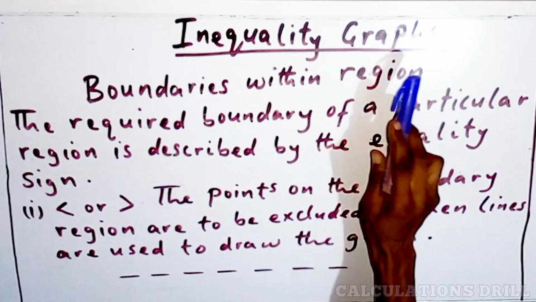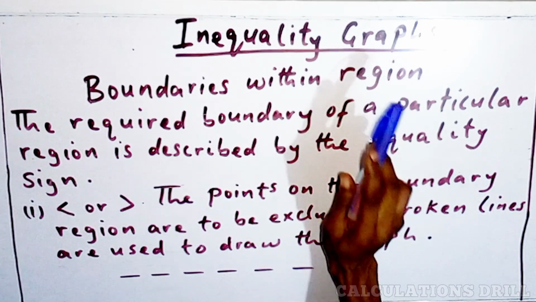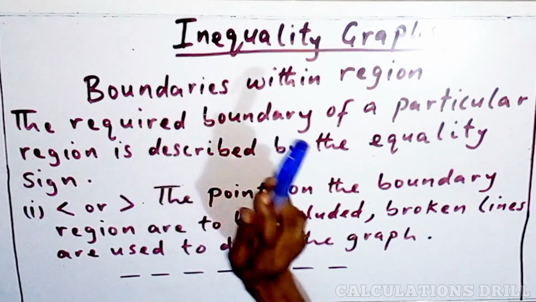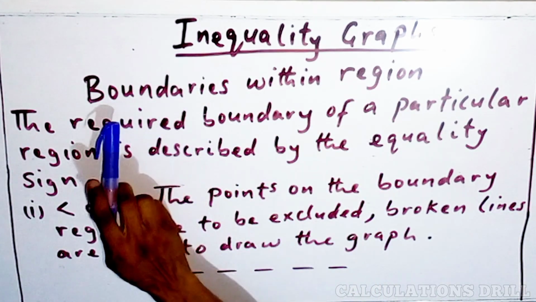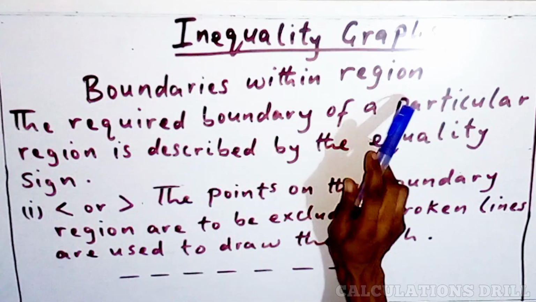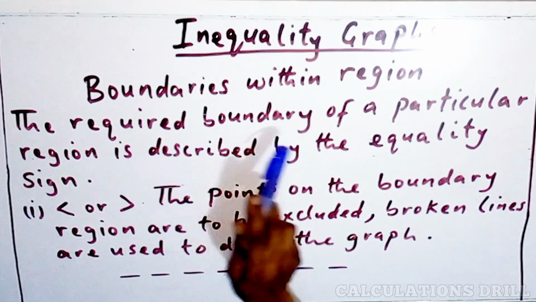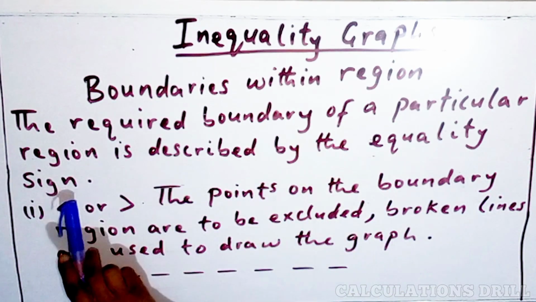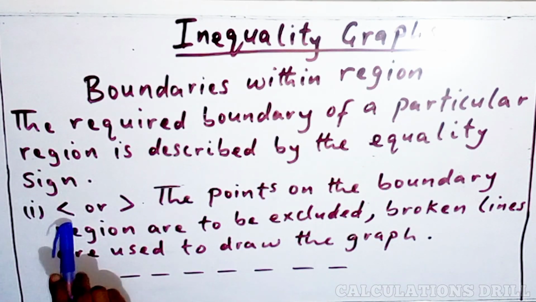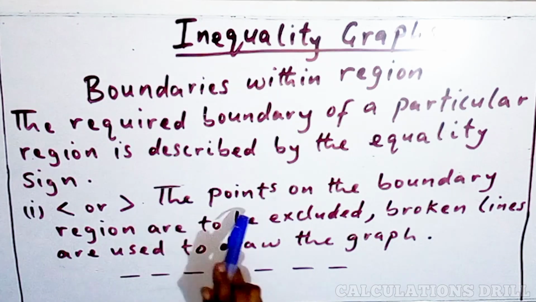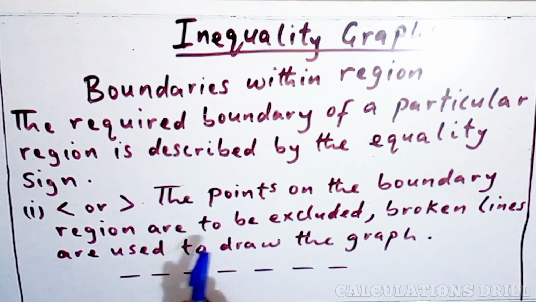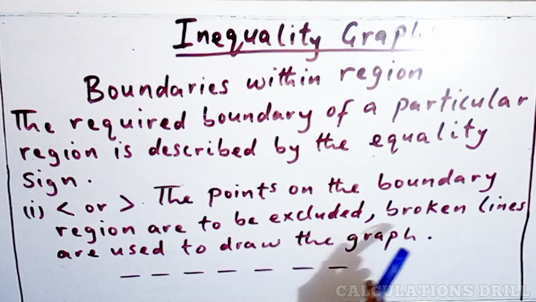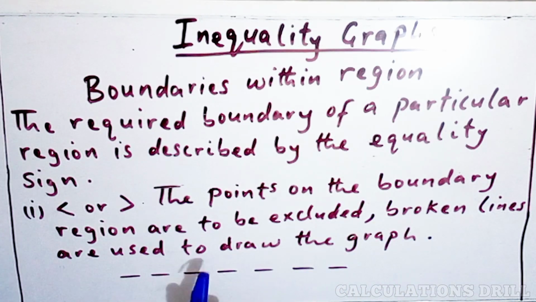Inequality graph. In this video, there are many things we need to understand before we dive into the graph. Boundaries within region. The required boundary of a particular region is described by the equality sign, less than or greater than. The points on the boundary region are to be excluded. Take note, that is, broken lines are used to draw the graph, as you can see below.